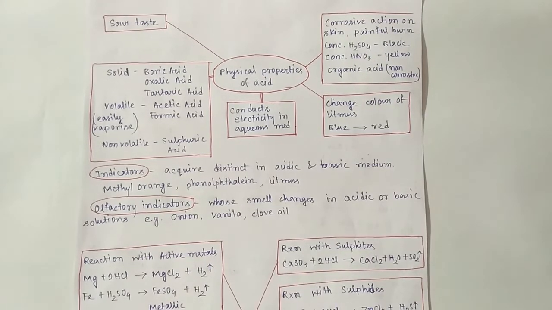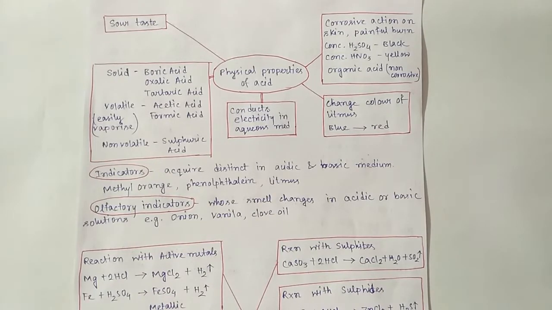Actually, acids have a corrosive nature. It can cause skin burn when it touches your skin. Actually, strong acids are mostly corrosive in nature. Organic acids, as they are weak acids, are non-corrosive in nature.